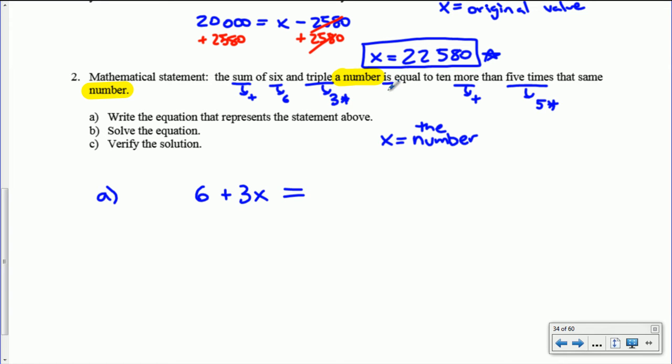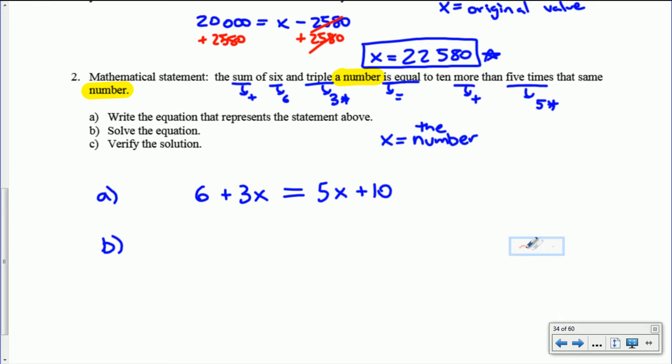is equal to 10 more than 5 times that same number. So 10 more than 5 times the number. Okay, so that's our equation. So on to solving it.